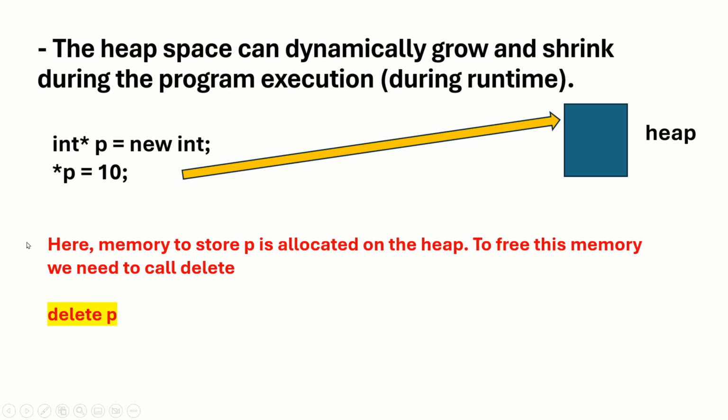And here is one example. Here, similarly to our previous example, we are declaring a pointer to the type int, and then over here we are reserving space on the heap in order to store the value. Then here we are storing the value 10 on the heap, and that's the general procedure. To summarize, in this particular example, the memory to store P is allocated on the heap. To free this memory, we need to call delete.